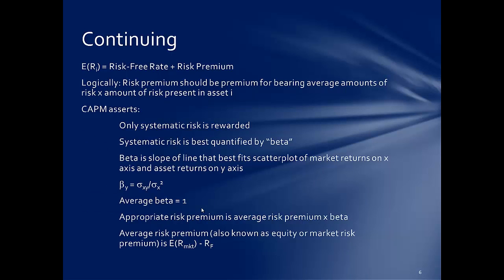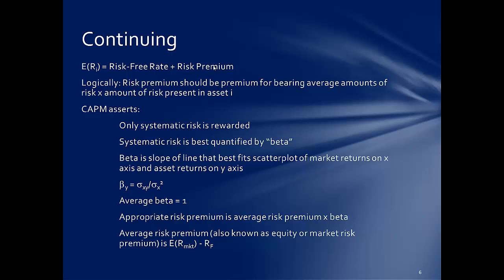Moving forward, we know again that the expected return on any asset is the risk-free rate plus the risk premium. Logically, this risk premium should be whatever the premium is for bearing average amounts of risk scaled by the amount of risk present in asset I. So generally speaking, in order to estimate a risk premium, you start with the premium for bearing average risk, and then you scale that by the amount of risk that you have in the asset you are analyzing.